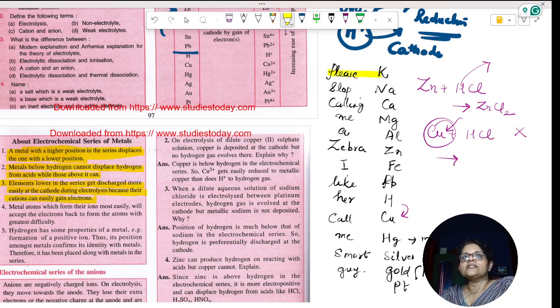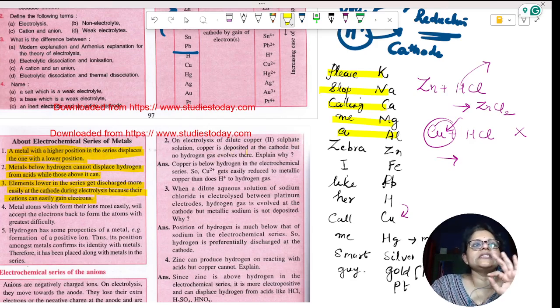So what is the tendency of the topmost ones? They easily give out electrons. They easily lose electrons. So the tendency of gaining electrons will be in the lower ones. The lower ones in the series will get discharged more easily at the cathode during electrolysis because their cations easily gain electrons. So cations are the ones we have learned, right?